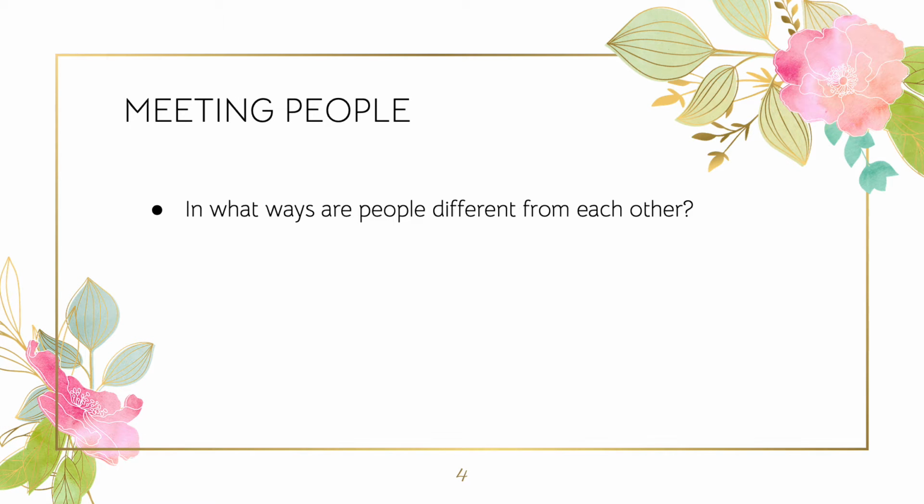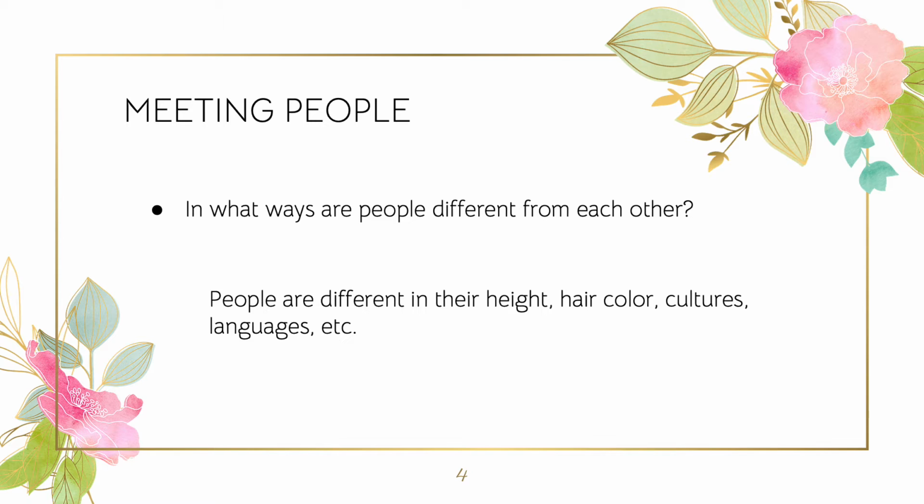Meeting people. In what ways are people different from each other? Students, if you look at your friends in your class, you're going to see there are many things which are similar between all of you, and then there are many other things which are different between all of you. So in what ways are people different from each other? Can you give me some examples of the ways in which they are different from each other? So people are different in their height, hair color, their cultures and their languages, and apart from this there are many other ways in which people are different from one another.